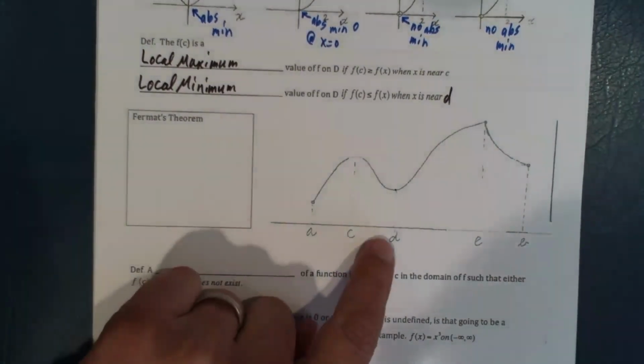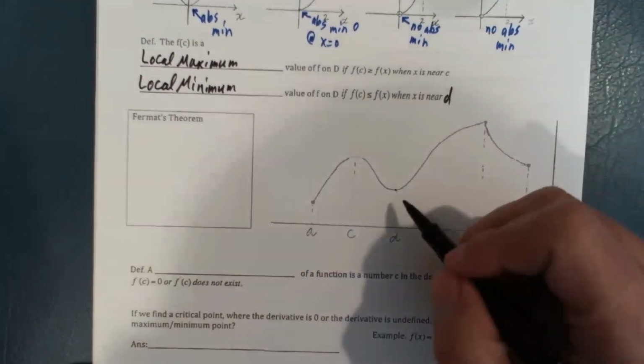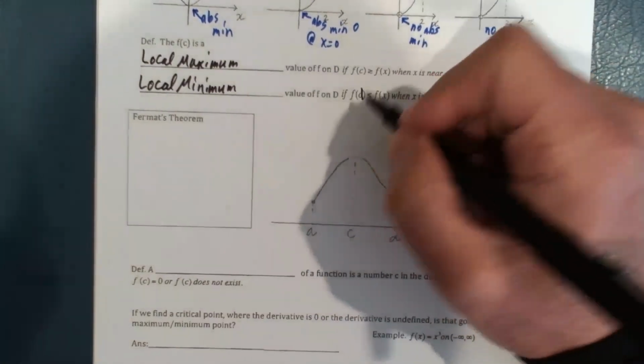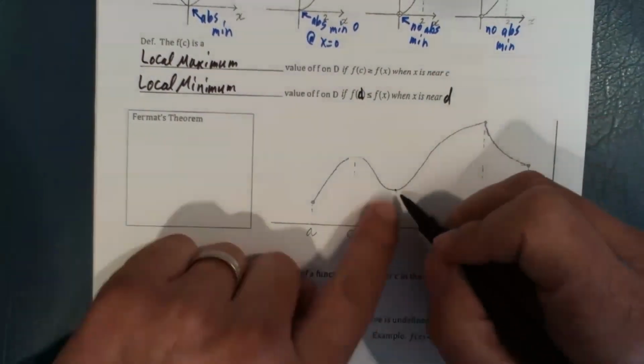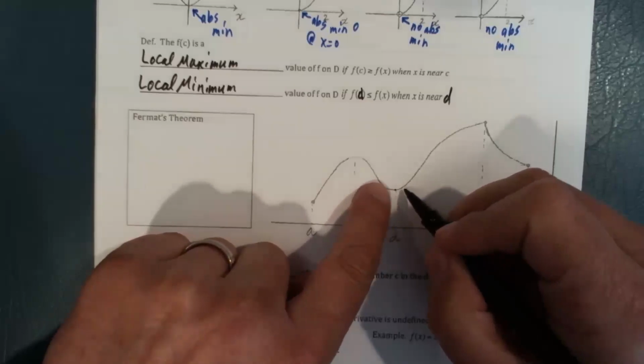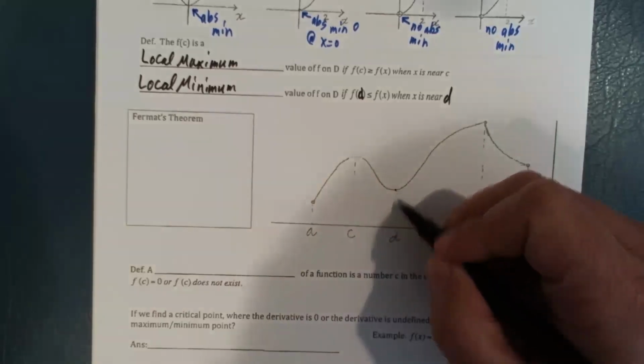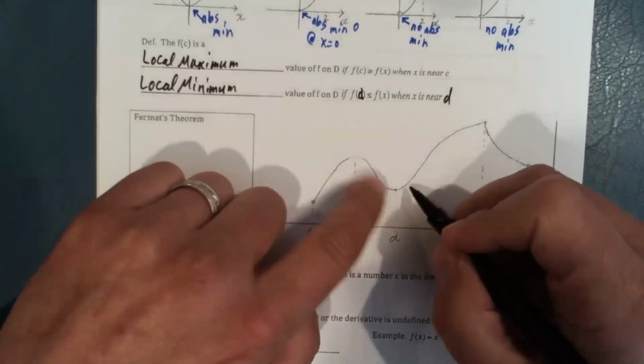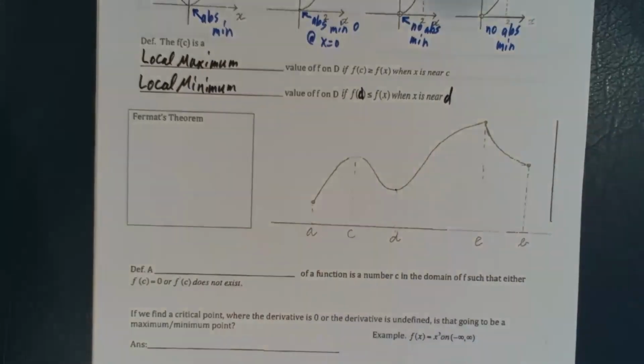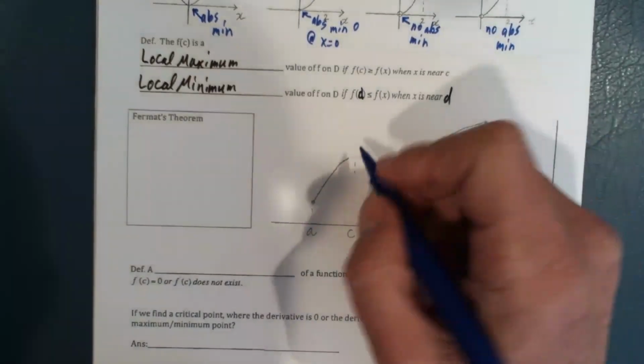I'm going to call that D. And notice it dips down. And for all of these values here, as we're close to D, D is going to be the smallest of all the other y values that are near there. That's what the definition is saying there. And so we have a local max here.